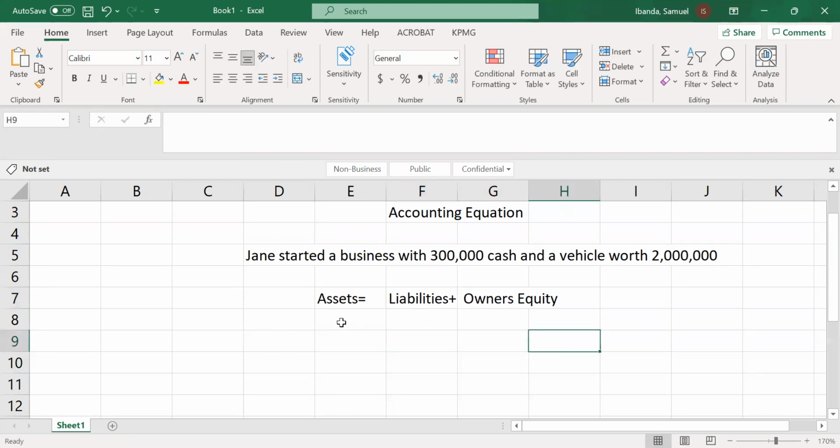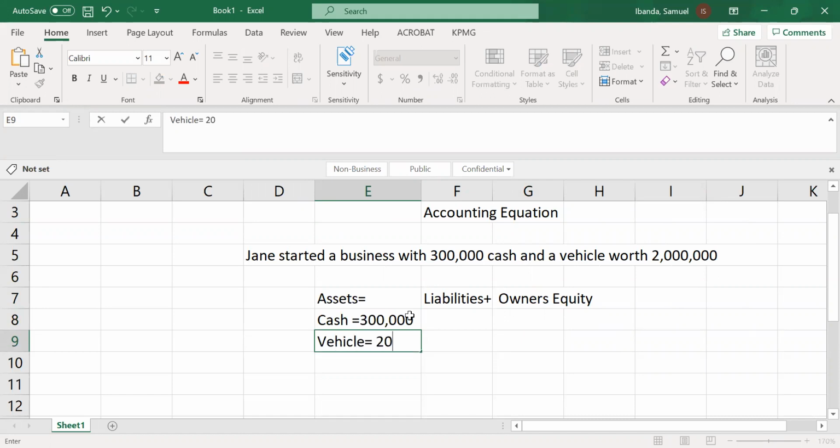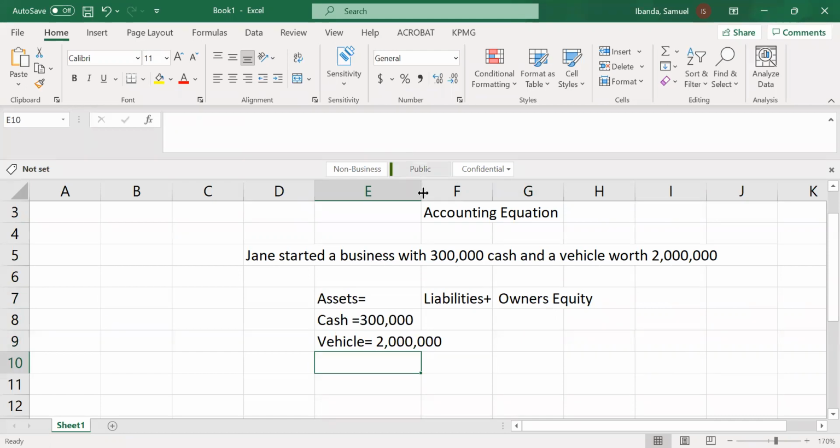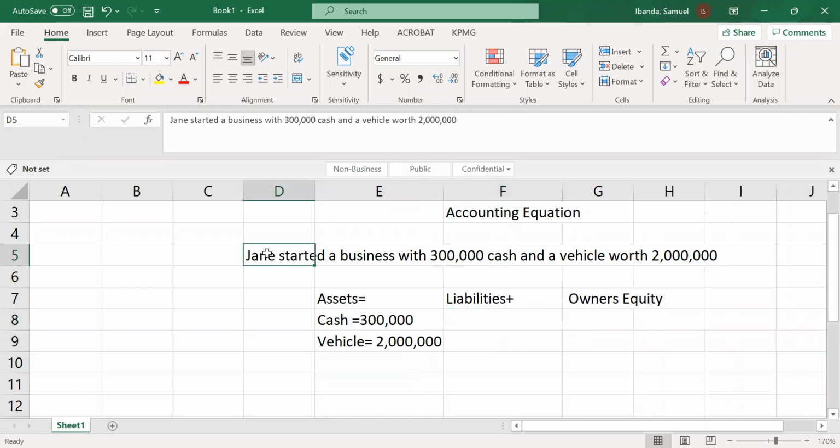Okay, so on the side of assets, I have cash to the tune of 300,000. I also have the vehicle that is coming through, worth 2 million. So that is what I basically have. On the side of liabilities, I don't have any liability in this statement.